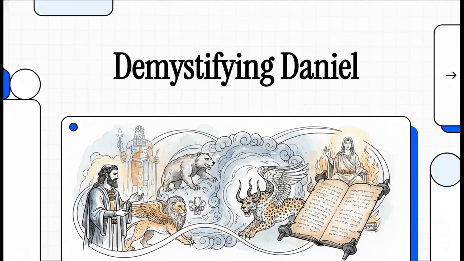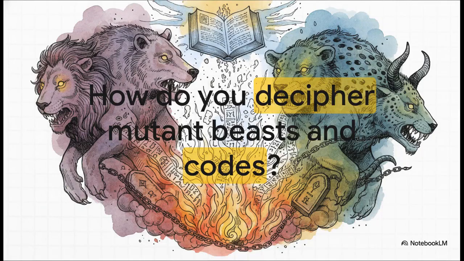Today, we're tackling one of ancient history's most complex, fiercely debated, and, honestly, absolutely fascinating texts, the Book of Daniel. We're going to break down the history, the brilliant structure, and those incredibly vivid visions that have literally captivated readers for millennia. But right off the bat, we've got to ask, how do you actually decipher a book that's just packed with mutant beasts, fiery furnaces, and what look like secret codes?